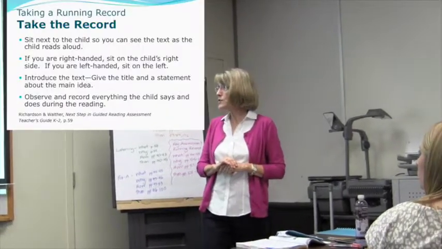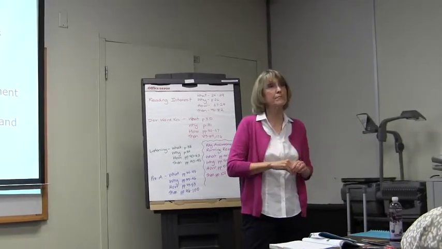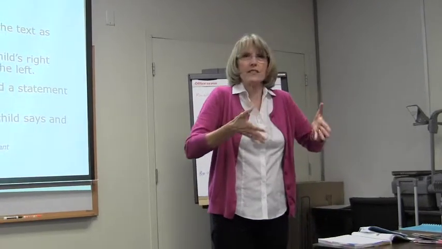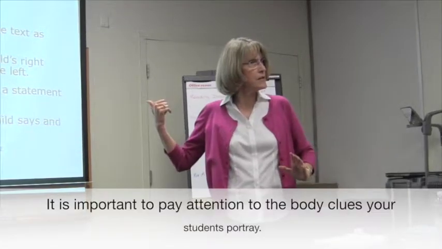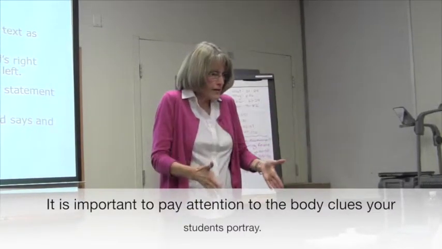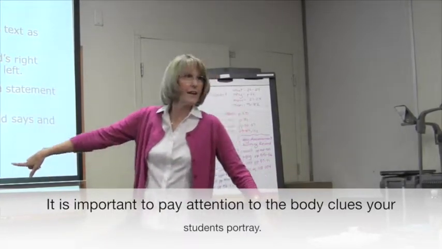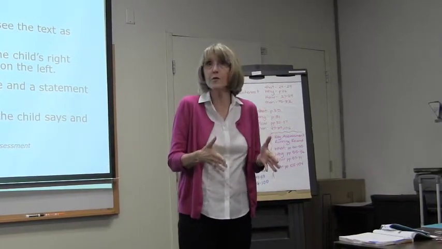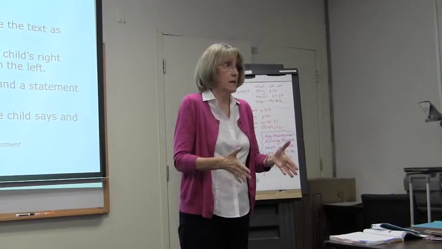And then you observe and record everything the child says and does during the reading, and we will talk about how you do that. You also want to notice things such as, how does that child orient themselves to a book? Haven't you had kids that while they're reading, it's like they're trying to leave? Here's the book, and you're sitting here, and they're turned in their chair, and their legs are over there. Those are kids that are very uncomfortable with what they're doing. They're showing you, I don't want to be here, this is not good for me.